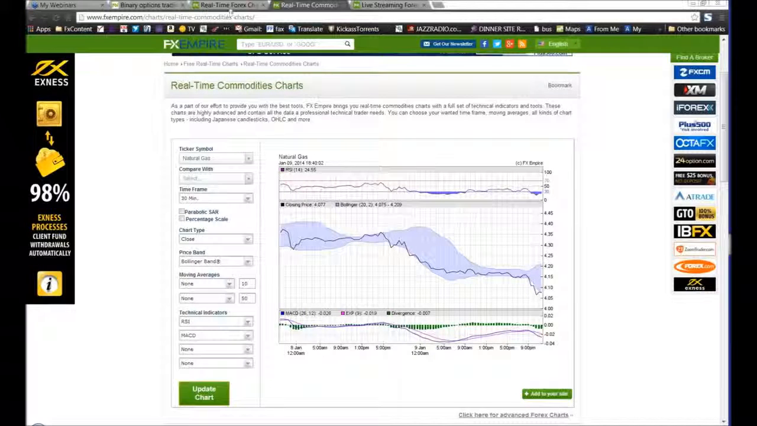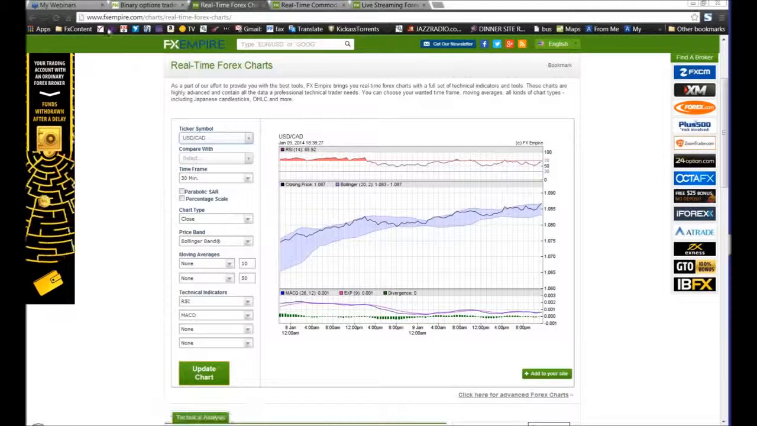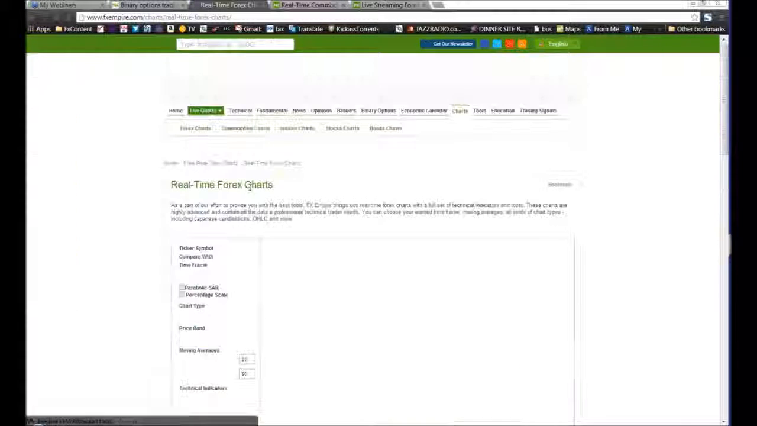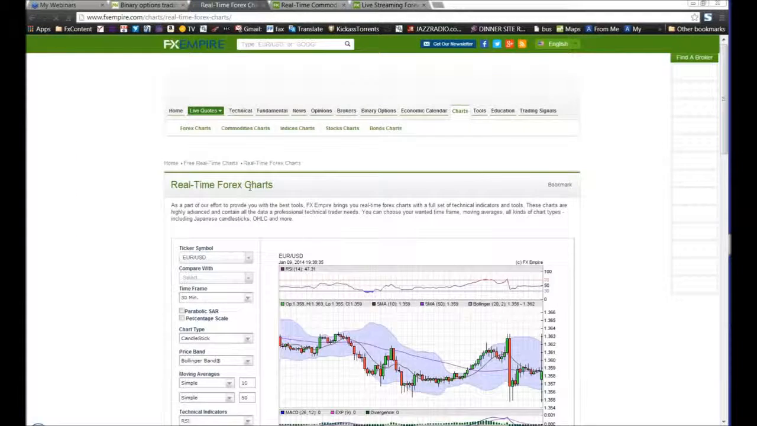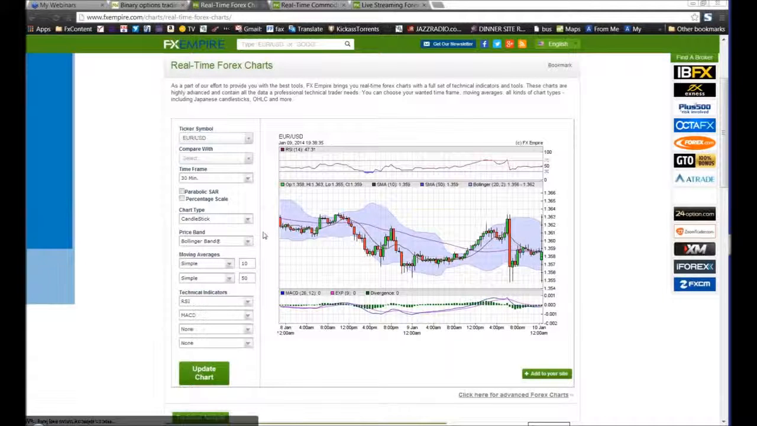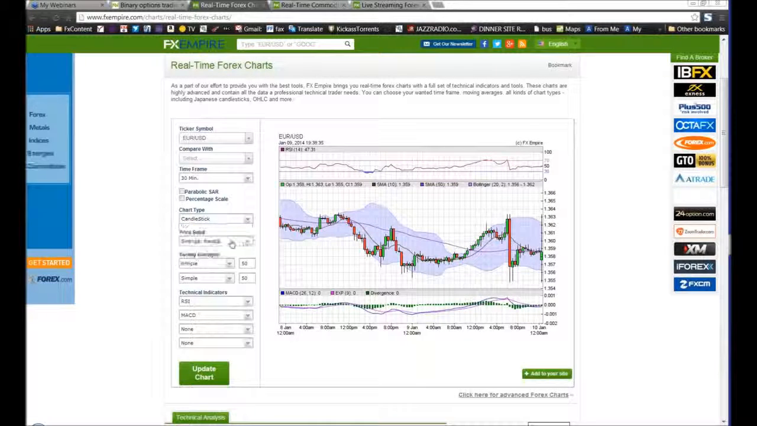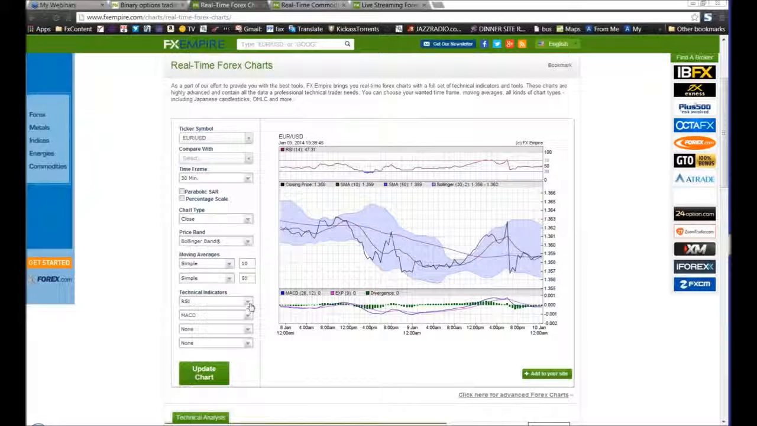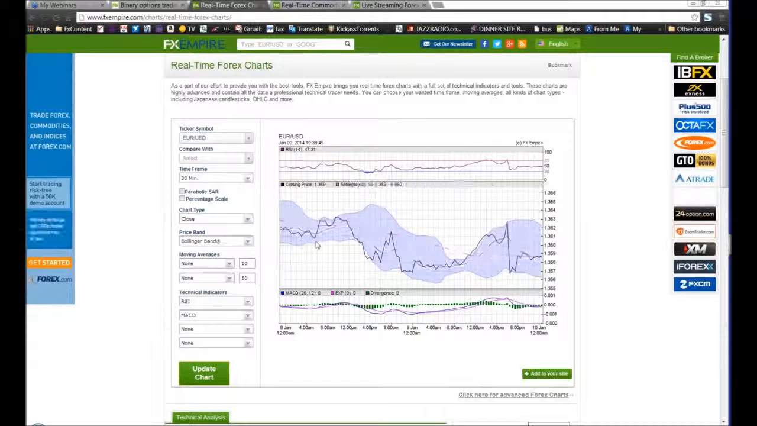Okay, we can go back over to the Canadian dollar. Let's update this chart. Unfortunately, when I'm doing these on the computer with the GoToMeeting, the refresh rate isn't fast enough, so I have to keep forcing the charts to refresh for you guys. Okay, so we want to get a USD Canadian dollar.